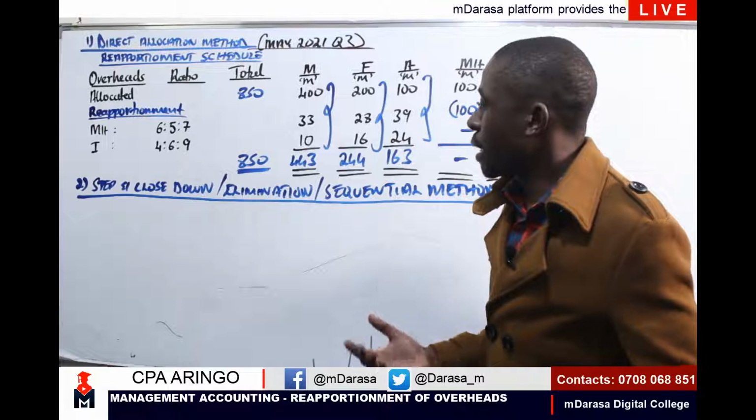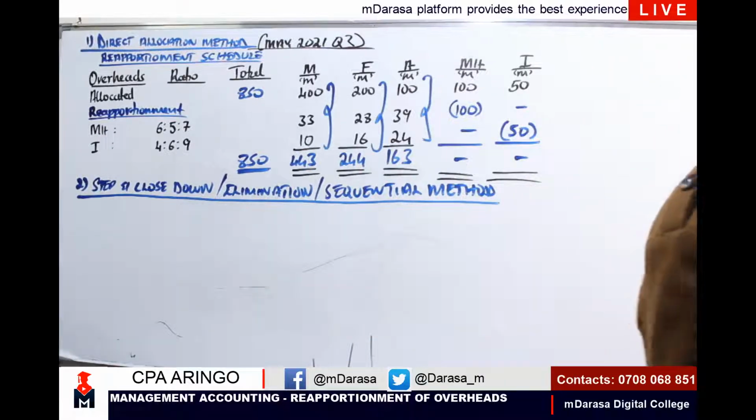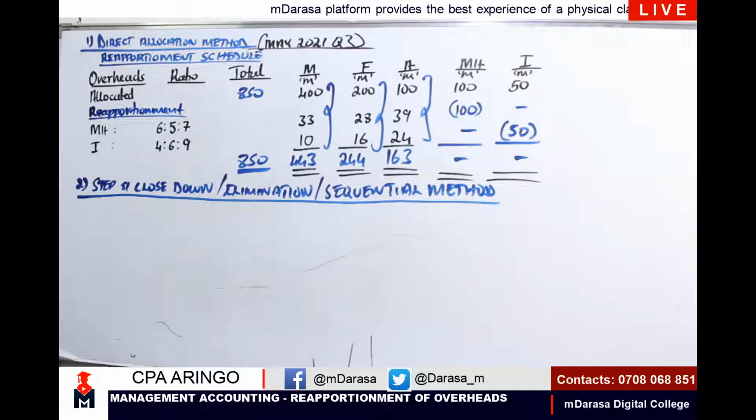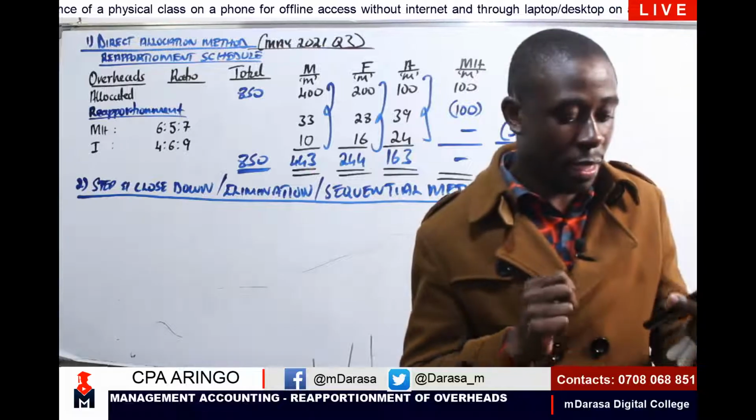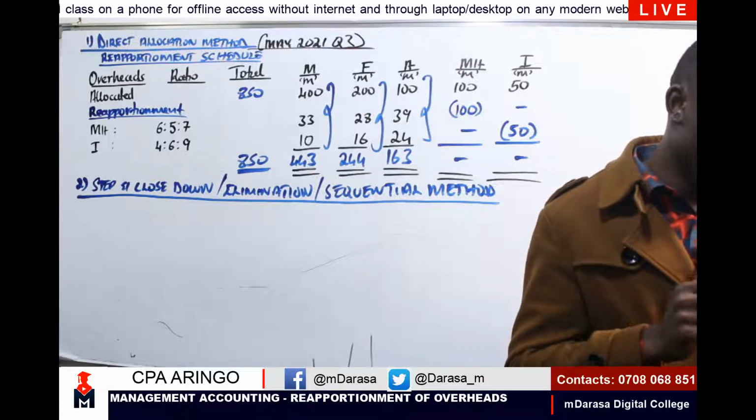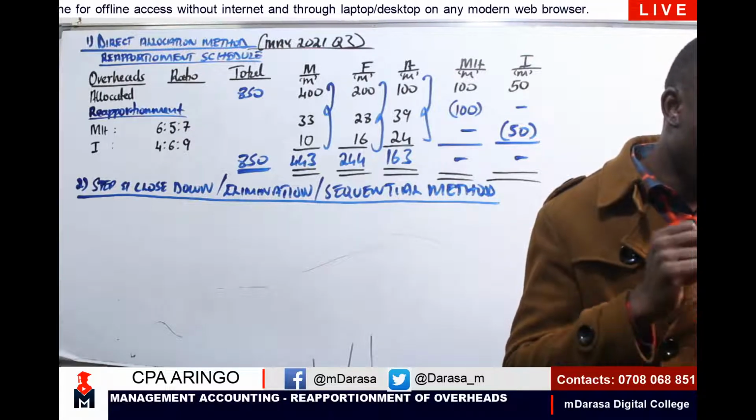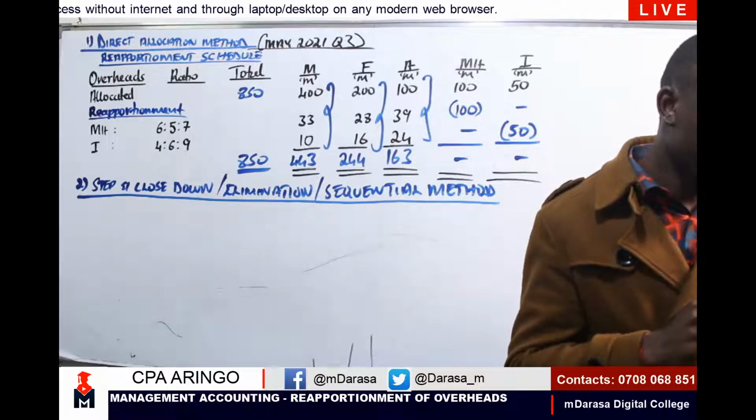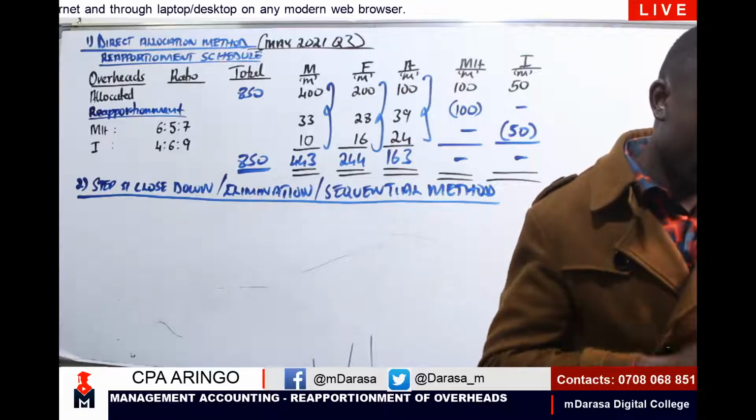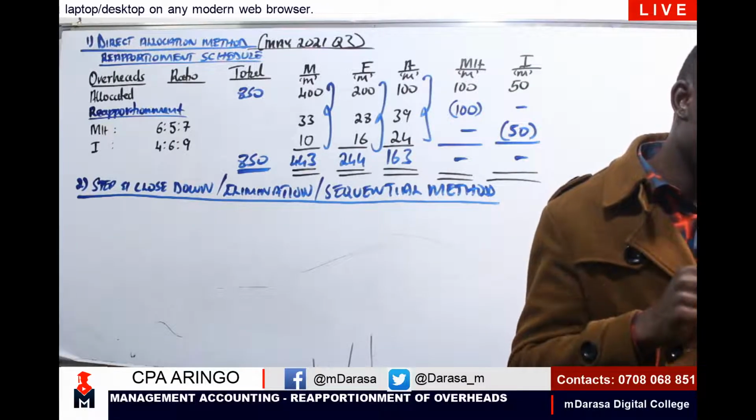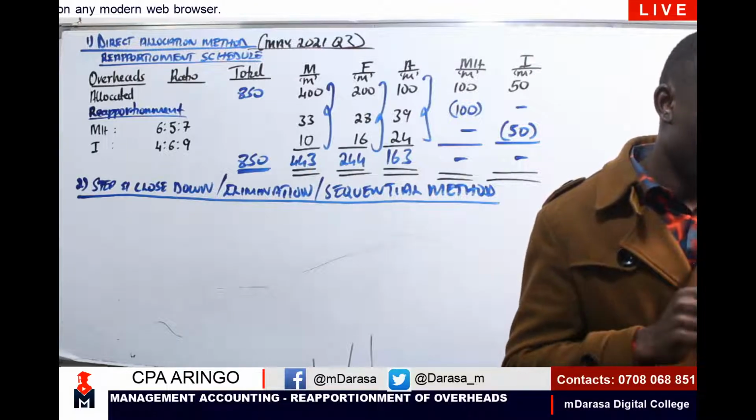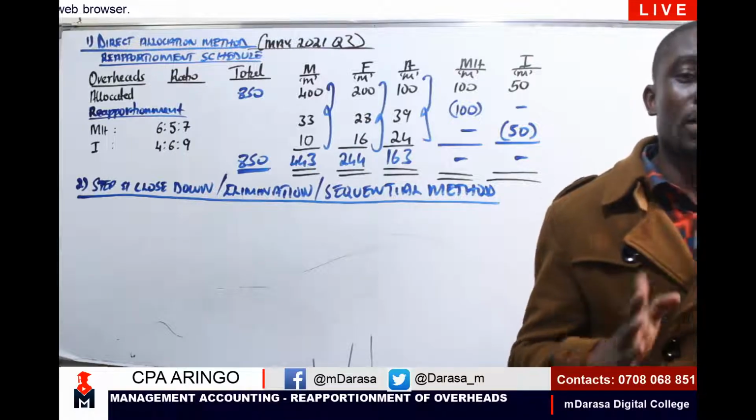So, using the step and close down method, what we should understand and have at the back of our mind is that in this method, the service department that provides most services to the other service departments is identified, and its overheads will be reapportioned first. Once the apportionment has been done, no further reapportionment will be made to it. That is to say, we are going to close it down completely.